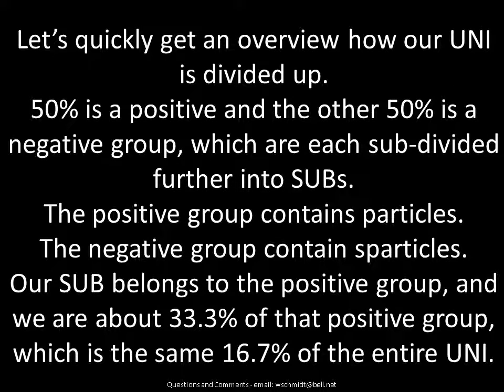Let us quickly get an overview of how our universe is divided up. 50% is a positive and the other 50% is a negative group, which are each subdivided into subuniverses. The positive group contains particles. The negative group contains particles. Our sub belongs to the positive group, and we are about 33.3% of that positive group, which is the same as 16.7% of the entire universe.